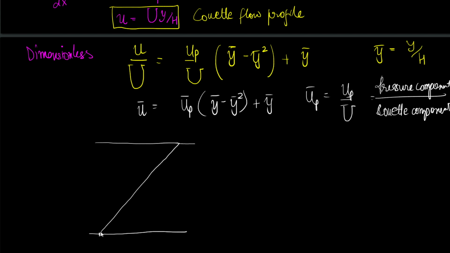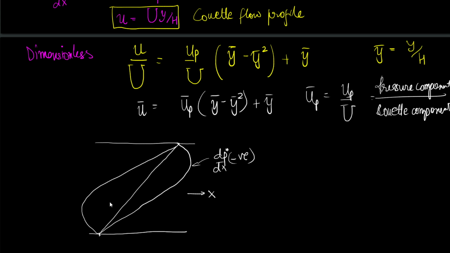But if there is a pressure driven flow, then on top of this there could be a flow like this. This is for dp dx negative, that is, the pressure gradient is driving the flow in the positive x direction. If dp dx is positive, then you will obtain something like this. This is dp dx positive.